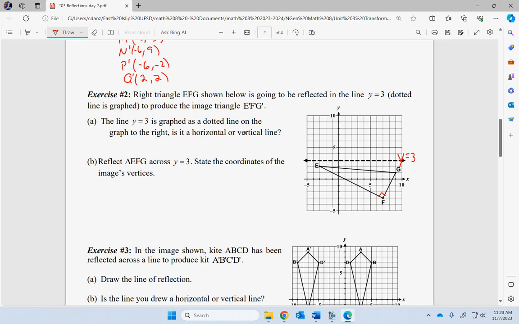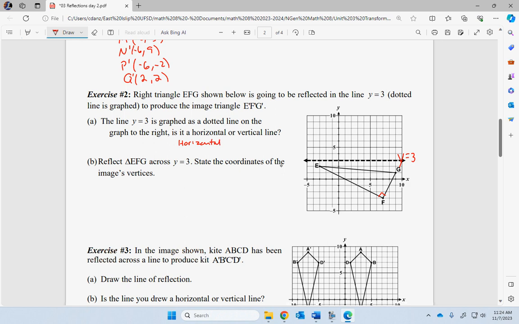So now we really do have to count the points. It's not just like something's going to change sign. The numbers are even going to be different because it's not the x-axis and it's not the y-axis. So we really will count the distance that it is from the line of reflection and go the same distance on the other side. Is this line that I graphed, though, horizontal or vertical? Hopefully you said horizontal.